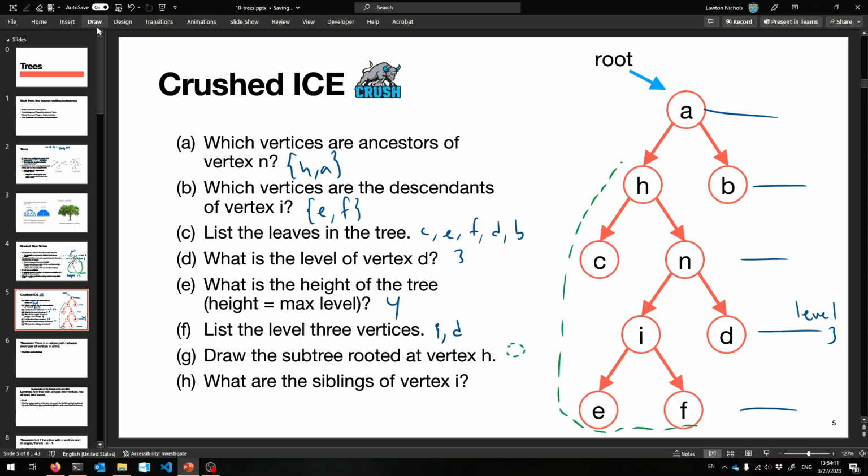Here is the subtree rooted at H. It's just H gets to be the root of a tree. Just think of it from its perspective. It becomes the root. Forget about these guys. Scratch them out. That's the subtree rooted at H. It's everybody below it, all of its descendants.